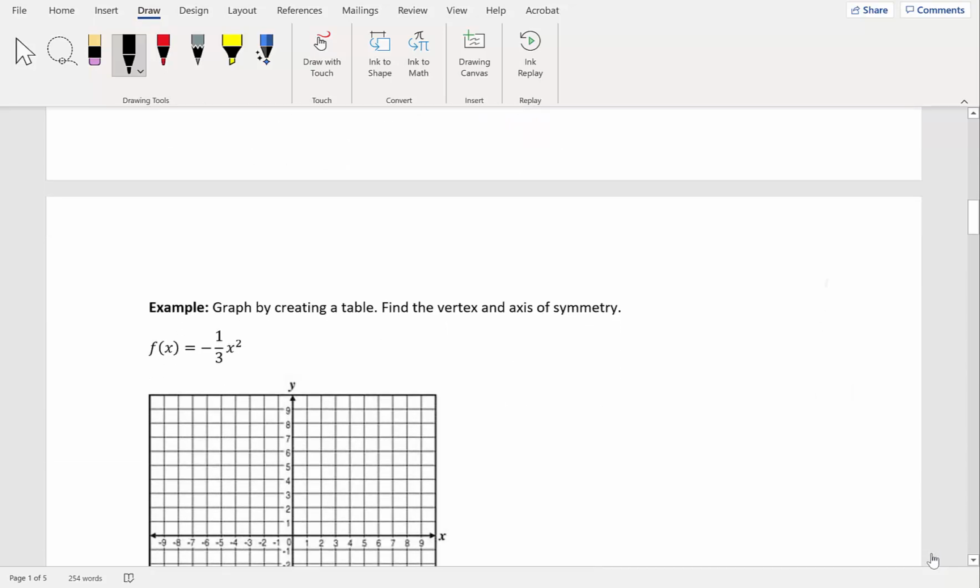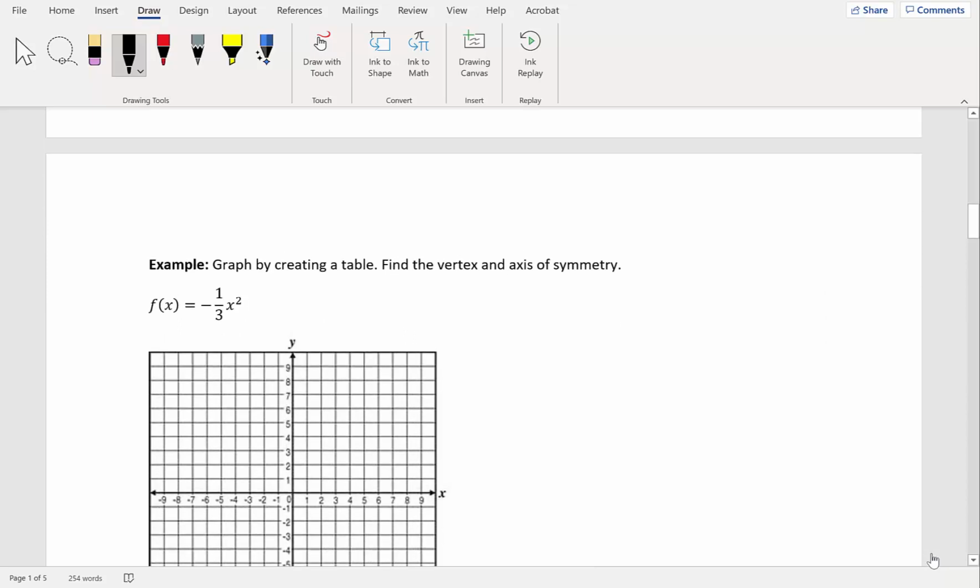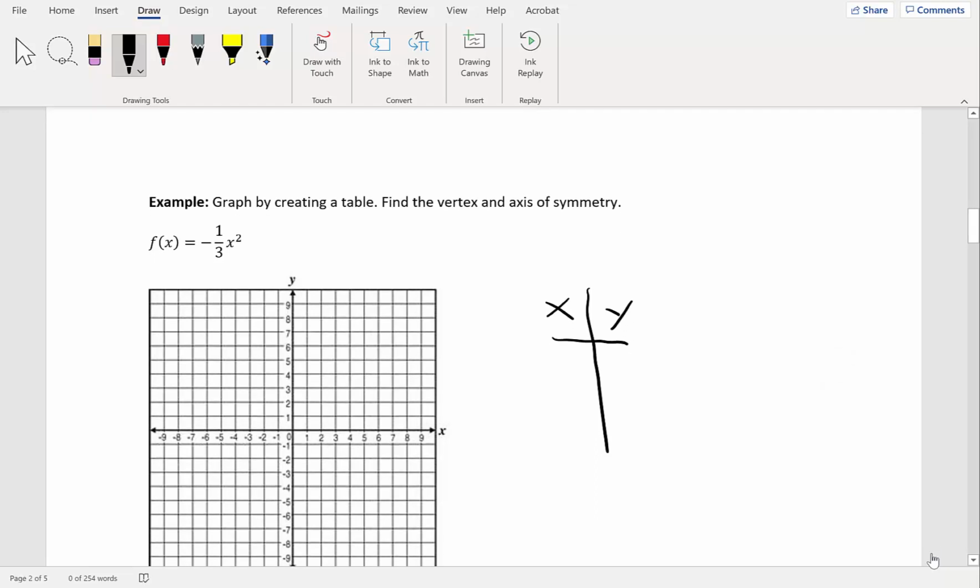Let's take a look at an example. Graph by creating a table, find the vertex and axis of symmetry. Okay, so let's create an x-y table. Now, the first point that you want to find is the vertex. To find the vertex, you want to figure out what's going to make the x squared part of our function 0. What can I plug in for x to make it 0? Well, in this case, I could just plug in 0. This is going to give me my vertex. So I'm going to plug in 0 for my x.